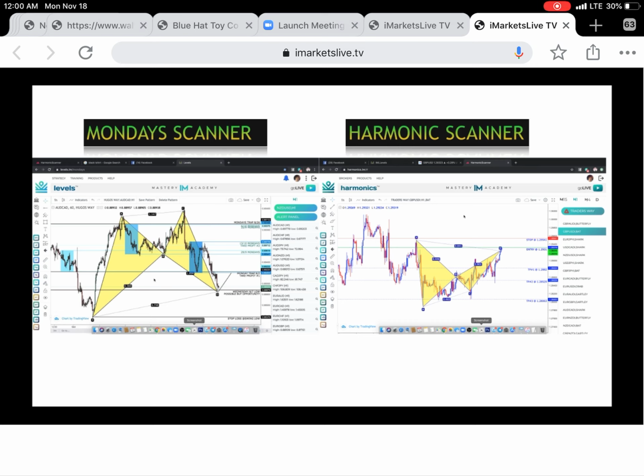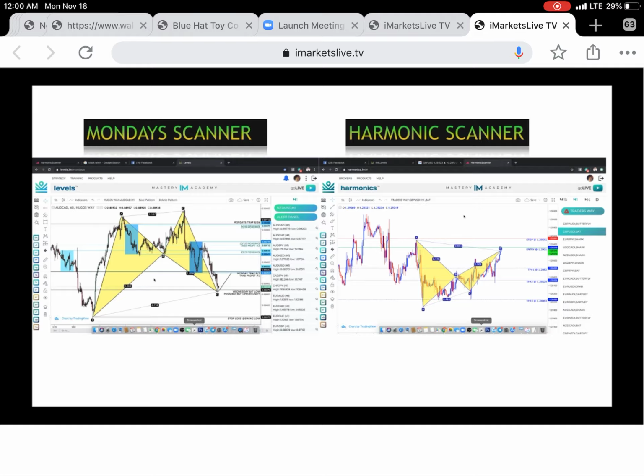Over to the right side, you're going to see the Harmonic scanner. The Harmonic scanner is one of the original products that we have in the IM Academy. It will identify harmonic patterns within the market, giving you your entries, your exits, and your stop losses. If you see the letter D with the Harmonic scanner, if the D is on the top right-hand side, you're going to sell. If the D is on the bottom right-hand side, you're going to buy.